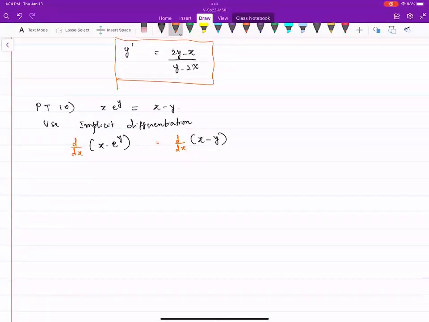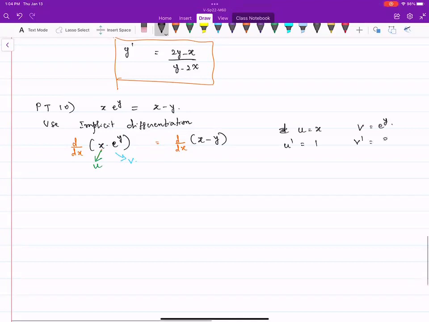So in this case, we have to treat one of them as u, x equal to u, and e to the y equal to v, and apply the product rule. So apply here the product rule. So we'll consider u equal to x, v equal to e to the y. What is u prime? Derivative of x. What is v prime? Derivative of e to the y.